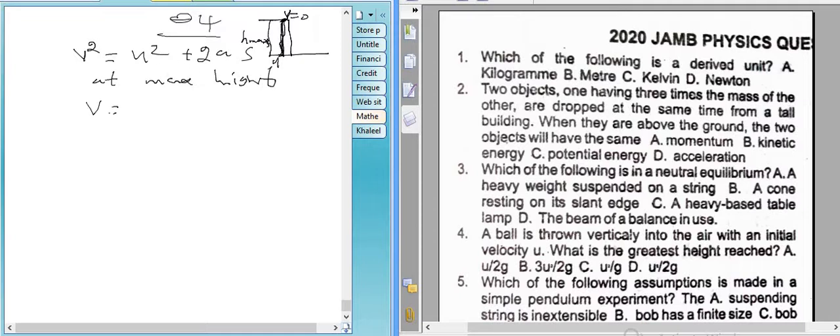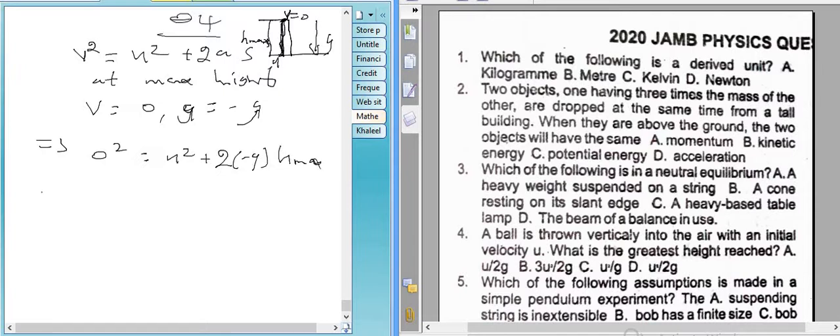we know the final velocity is 0 and the acceleration due to gravity is negative now, because gravity is always acting down, and the motion is up, therefore it's negative. Therefore we can substitute. This means that 0 squared is equal to u squared plus 2 into minus g then h max.